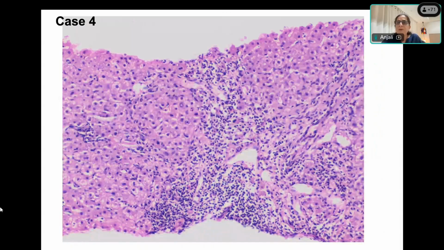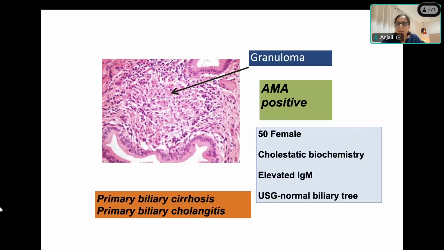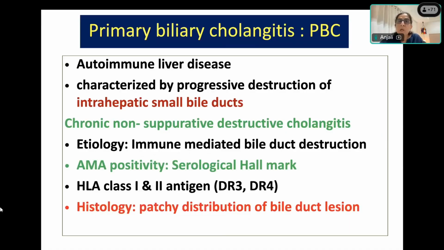So these are various changes in different portal areas in a given single biopsy. And when you have the information that the patient is AMA positive, then the diagnosis is straightforward: primary biliary cholangitis. Getting granuloma in the portal area is not always a feature. Maybe in 20% of cases, you can see granuloma in relation to the portal area and especially in relation to the bile duct.